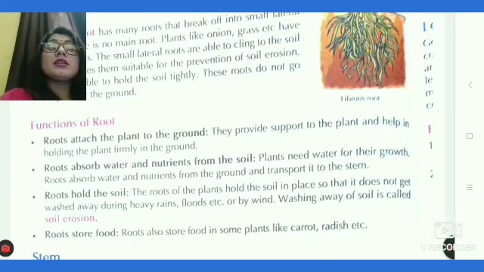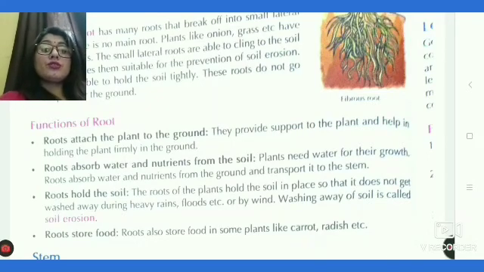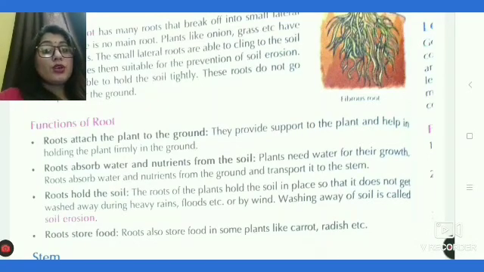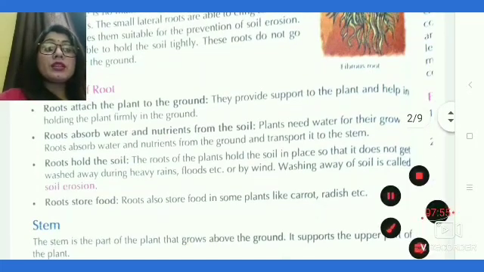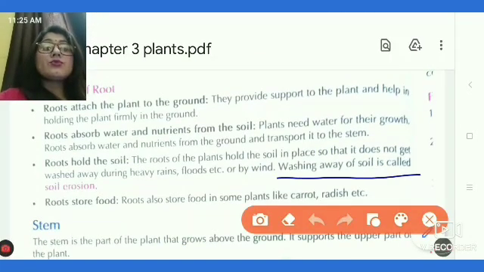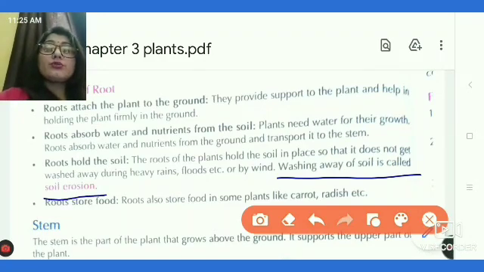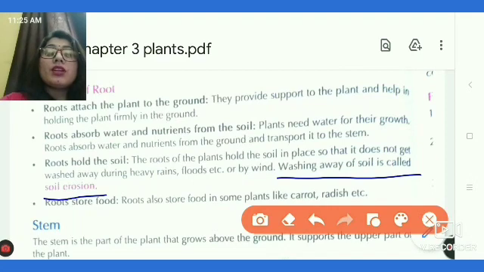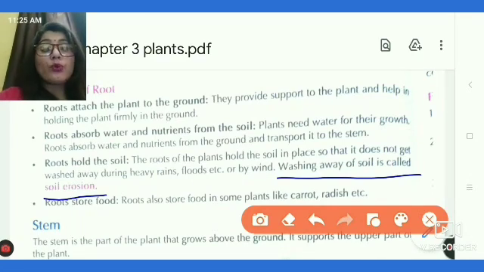The roots of the plants hold the soil in place so that it does not get washed away during heavy rains, floods, etc. or by wind. So washing away of soil is called soil erosion. So this is a very important line, and you will find that this word is very common and you will find it in higher classes also. What is soil erosion? So understand, washing away of soil is called soil erosion, and the reasons can be heavy rains, floods, or when there is strong winds. They all can cause soil erosion.